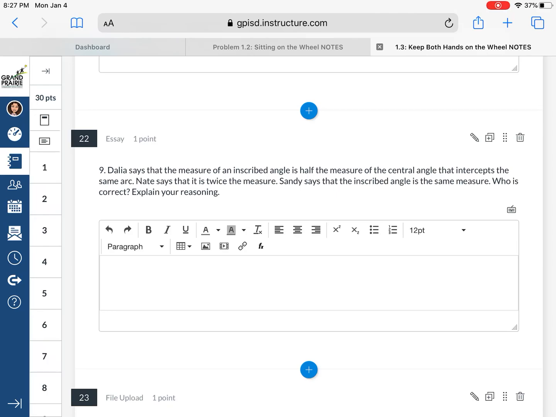If you said that Dalia is correct, you're right. From the previous questions, we found that the inscribed angle is half of the measure of the central angle.